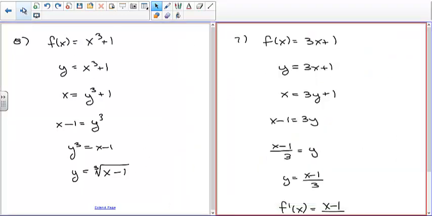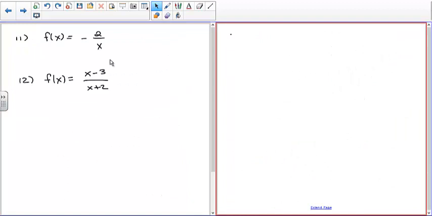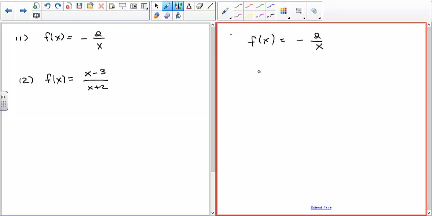Okay, the last two problems, here they are. So analytically, you've got f of x equals negative 2 over x. So y equals negative 2 over x. Switch x and y out. Solve for y, so we could switch these two. So you get y is equal to negative 2 over x.